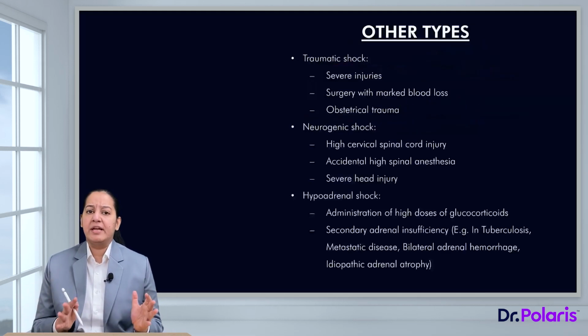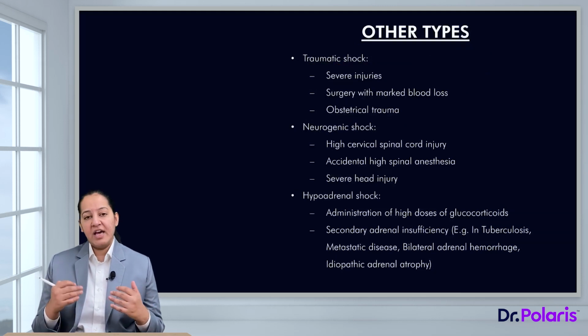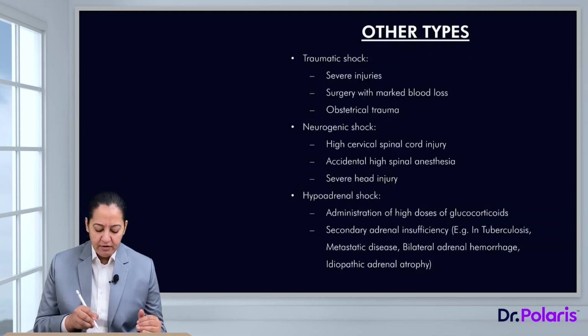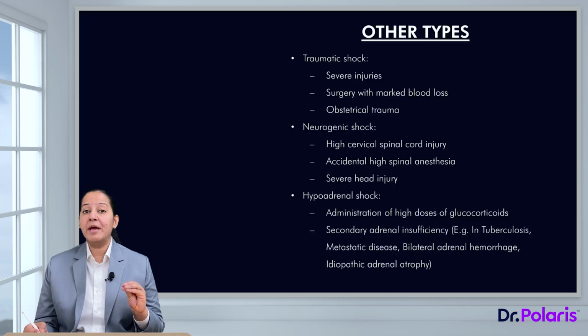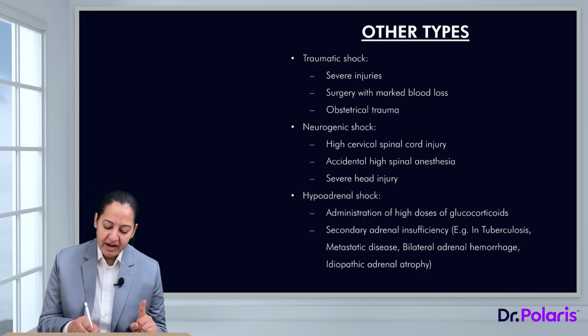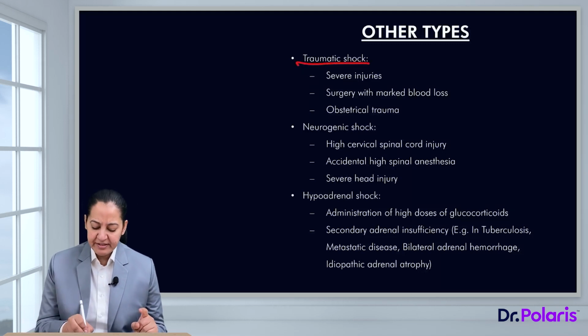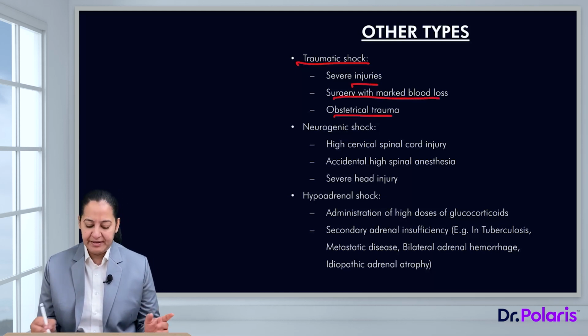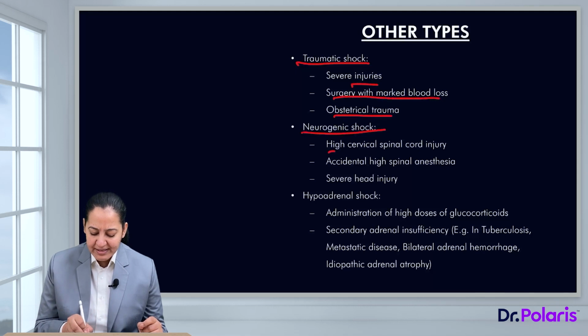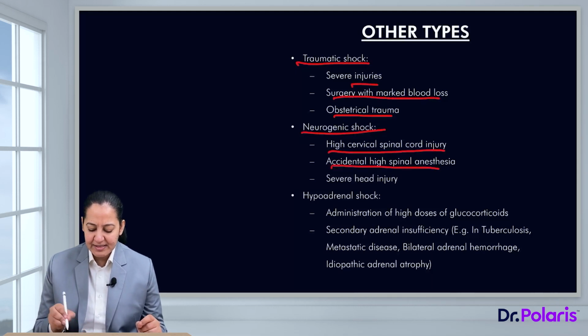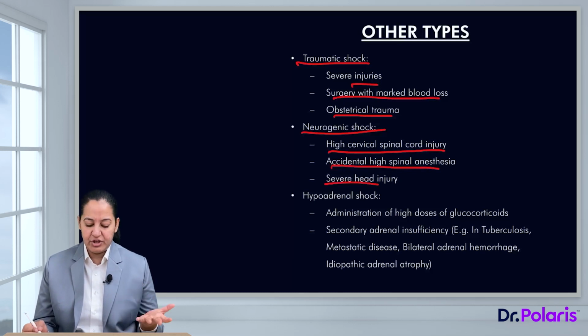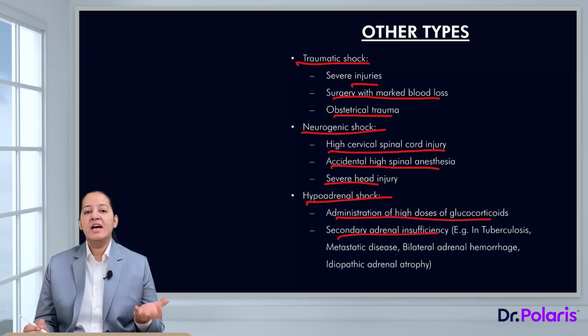Apart from these three important types of shock, there are some other shocks also. We will not see the details of them, but we should be able to enumerate them. One is traumatic shock, in which severe injuries, surgery with marked blood loss, or obstetrical trauma can be there. Neurogenic shock: high cervical spinal cord injury, accidents, high spinal anesthesia, or severe head injury can result in neurogenic shock. Or hypoadrenal shock, that is administration of a high dose of steroids, or secondary adrenal insufficiency. These can be the causes.